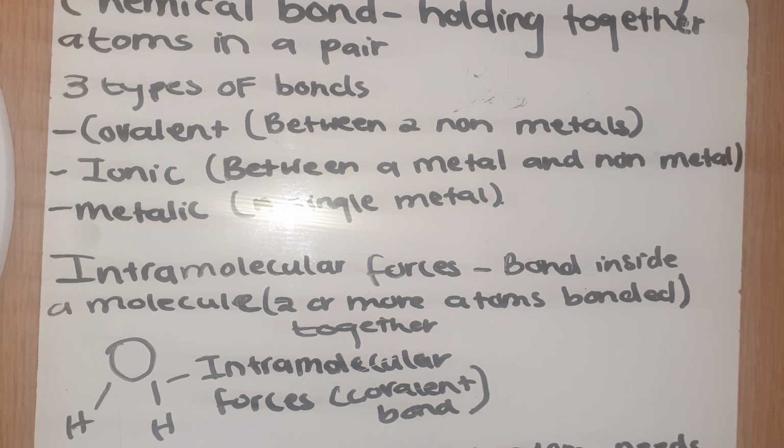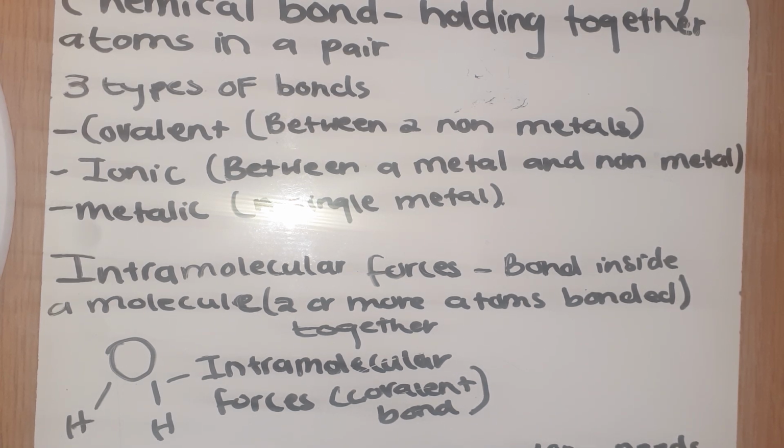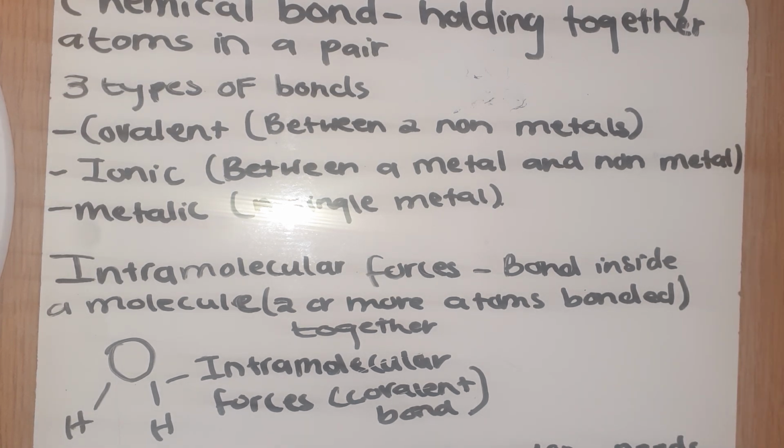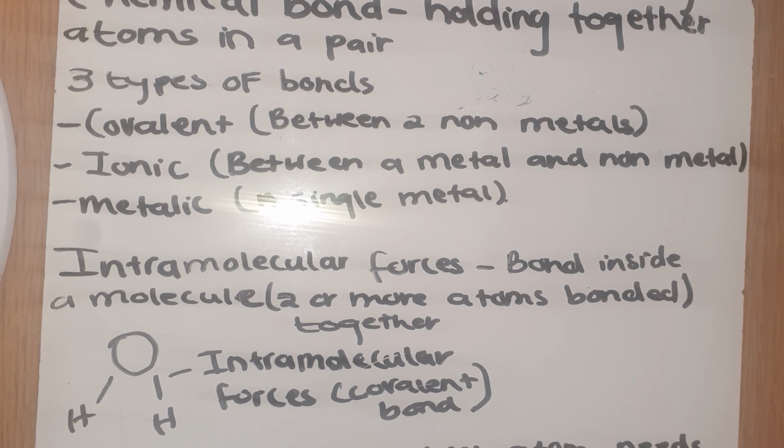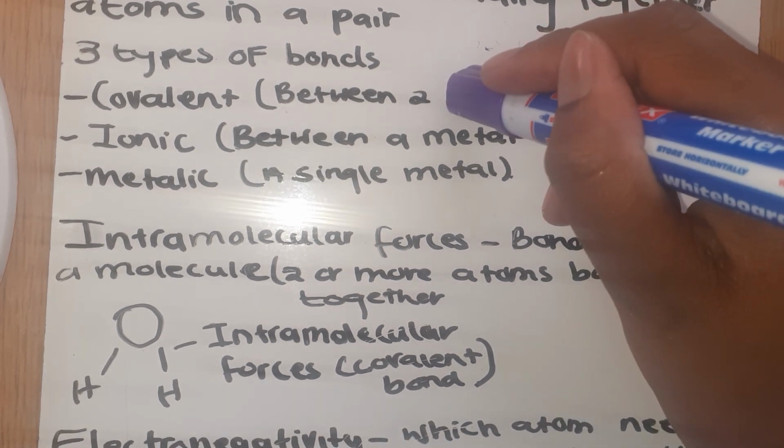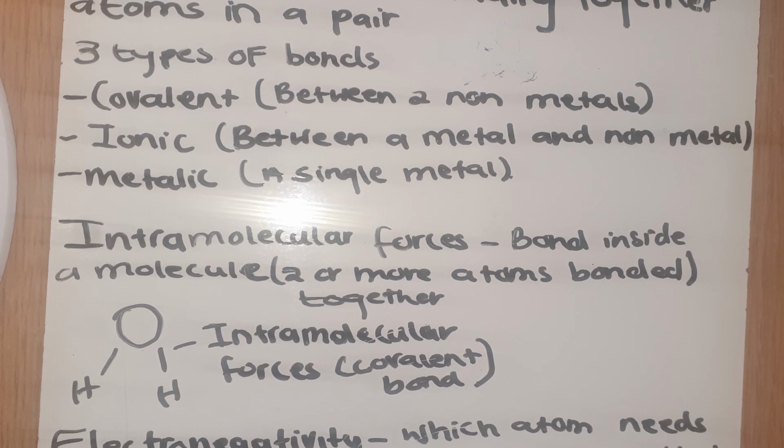And then we have ionic. It's between a metal and a non-metal. That is ionic bonding. When you combine two elements or atoms, the one is a metal and the other one is a non-metal, we have ionic. And then there's metallic, a single metal, and we don't have to worry about that one, just have to know the three types of bonds. So we're going to be focusing on covalent and ionic bonds.